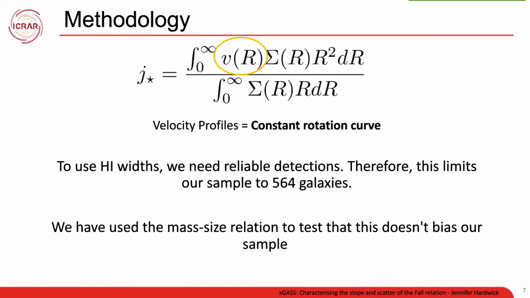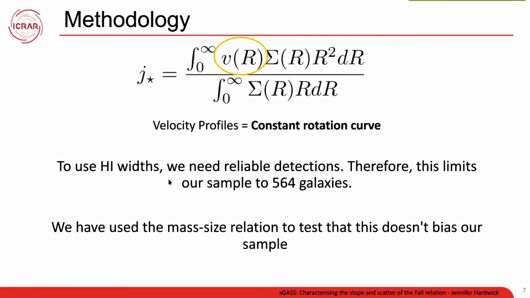So to use the HI widths, we need reliable HI detections. This limits our sample down to 564, as the data has to be HI detected. And then we also want to make sure that it's not confused and that it has an inclination greater than 30 degrees. To test that this is still a representative sample, we've compared the mass-size relation for our selected sample and the full xGASS sample. And we find that this doesn't bias our sample in any way.